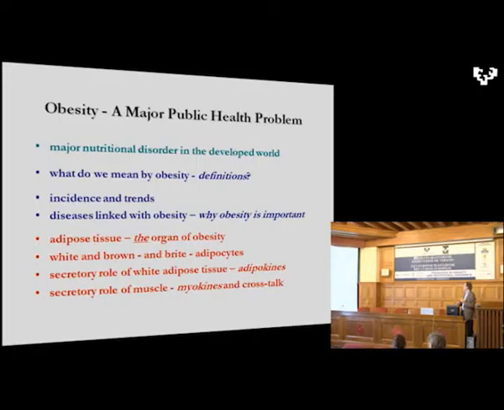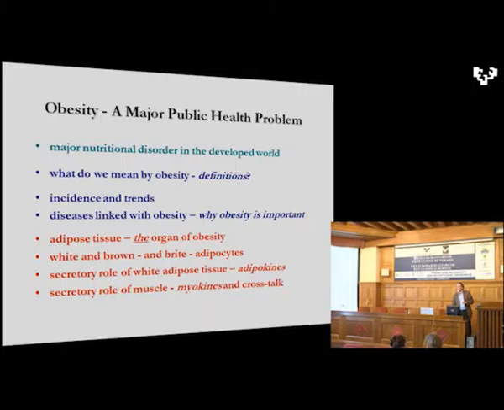So what I want to start with is to deal with what we mean by obesity, definitions. I then want to touch on incidence and trends. I want to talk briefly about the diseases linked with obesity, in other words, why obesity is important. And then I'll move on to adipose tissue, the organ of obesity. I'll talk a little bit about different types of fat cells, and then in the second presentation on the secretory role of white adipose tissue and the secretory role of muscle, myokines, and crosstalks. So that's the framework of what I'm going to try and deal with over these two presentations.